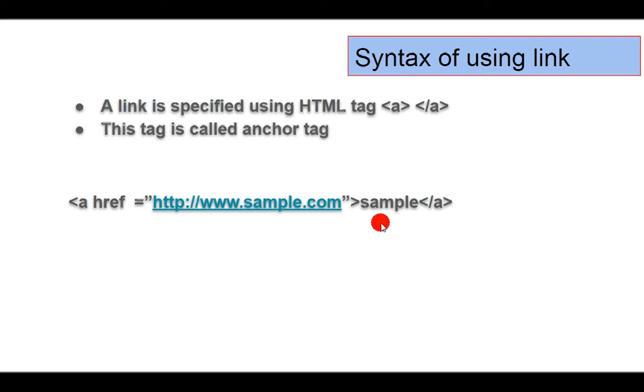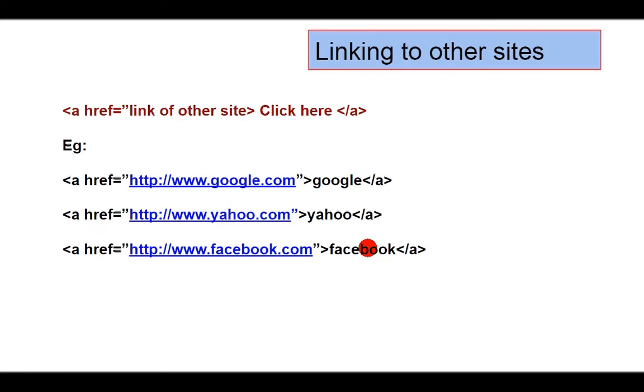For example, in this case, it will go to www.sample.com and the text will be sample. When you click on the sample link, it will take you to sample.html. This is the typical syntax of a link which we use in HTML.